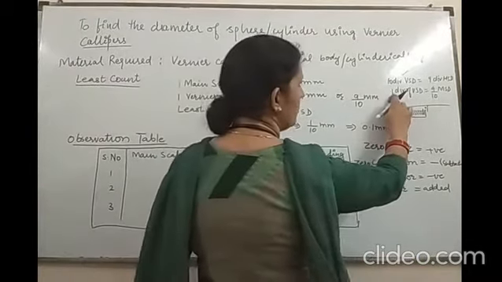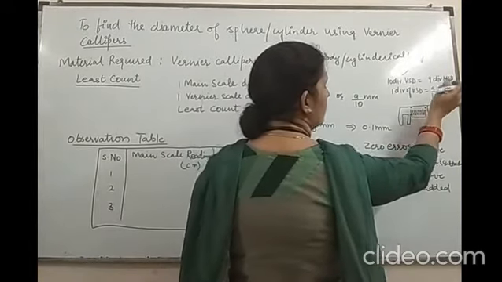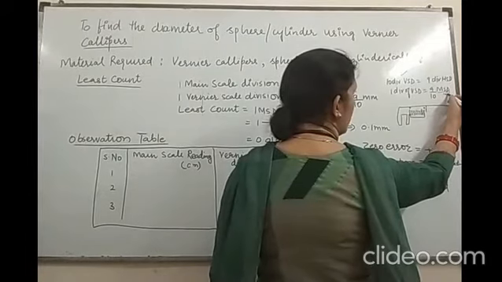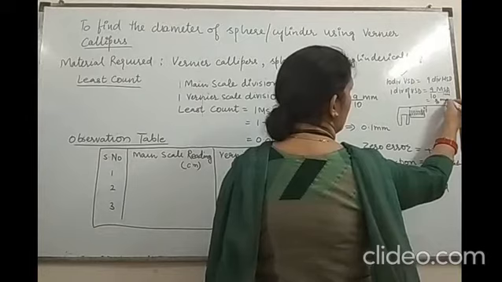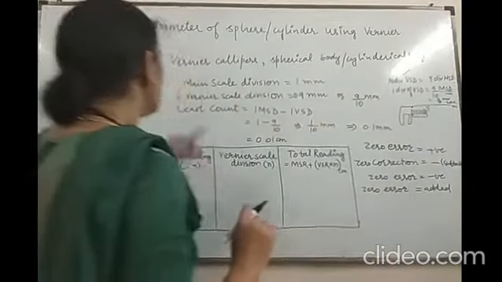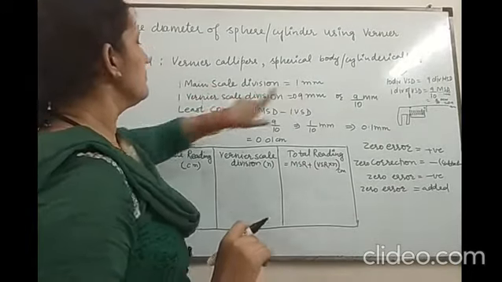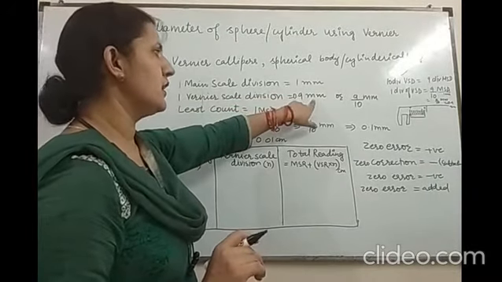If you calculate 1 division of the vernier scale, that is equal to 9 by 10 of MSD, and 1 main scale division is equal to 1 mm. So you can write it as 9 by 10 mm or 0.9 mm. So 1 main scale division is equal to 1 mm, and 1 vernier scale division is equal to 0.9 mm.